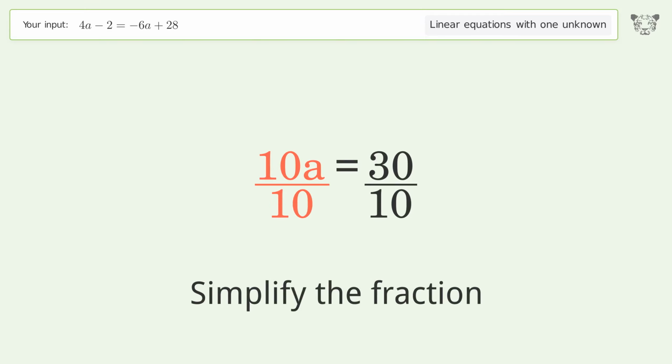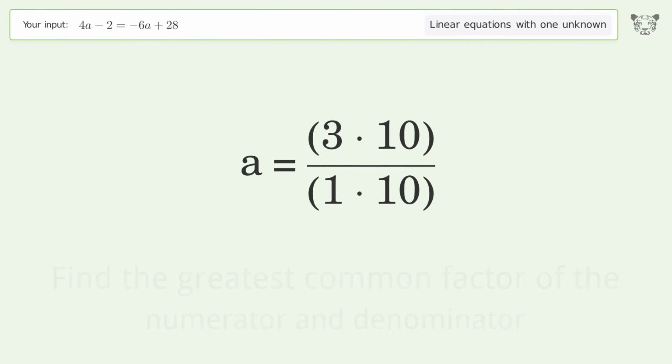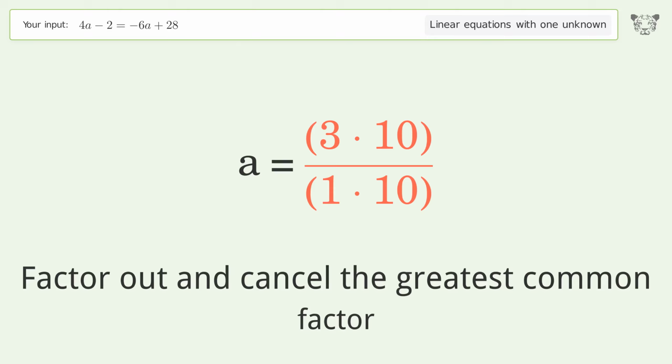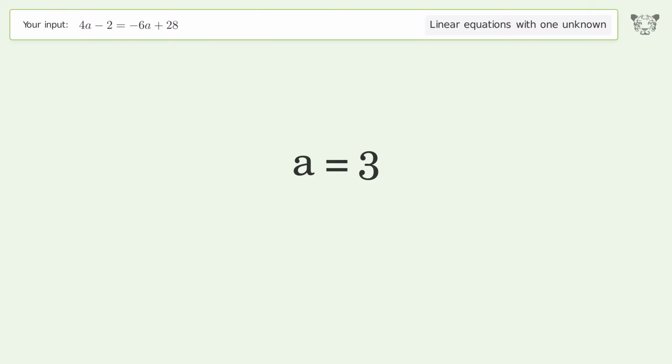Simplify the fraction. Find the greatest common factor of the numerator and denominator. Factor out and cancel the greatest common factor. And so the final result is a equals 3.